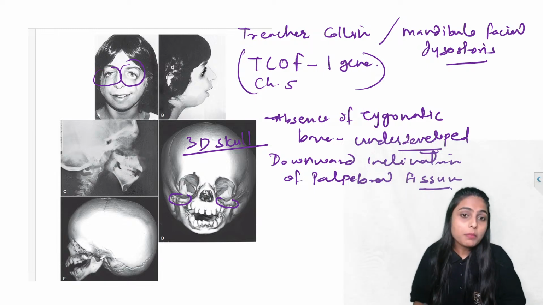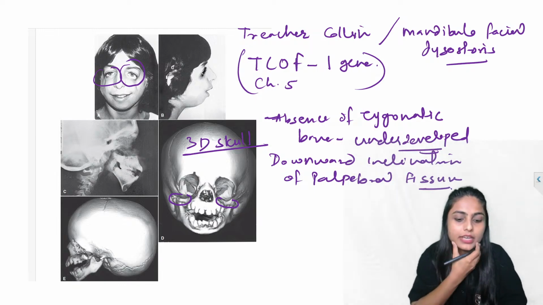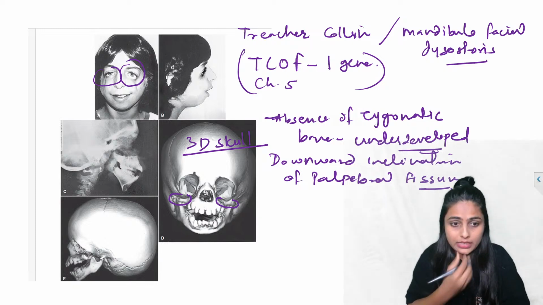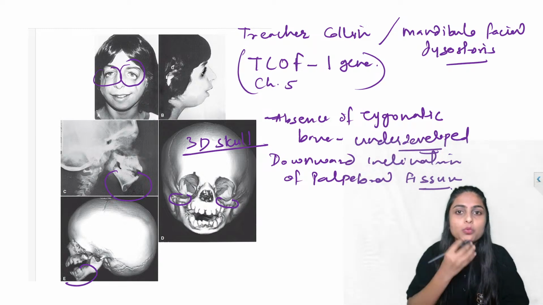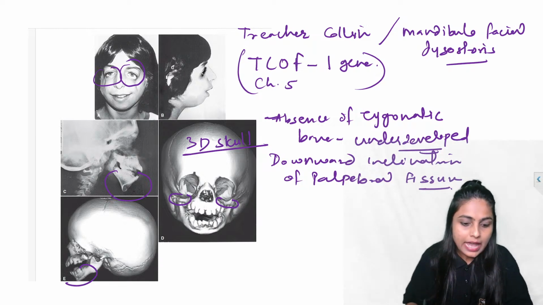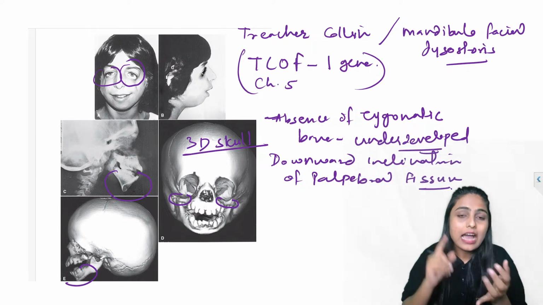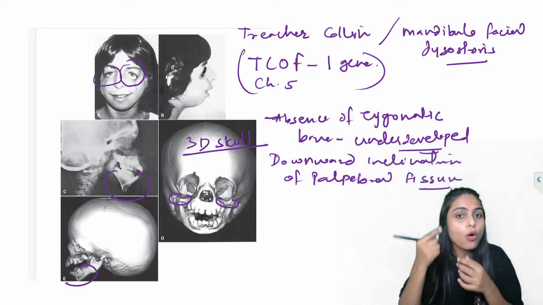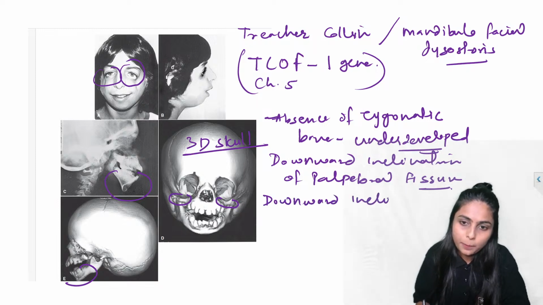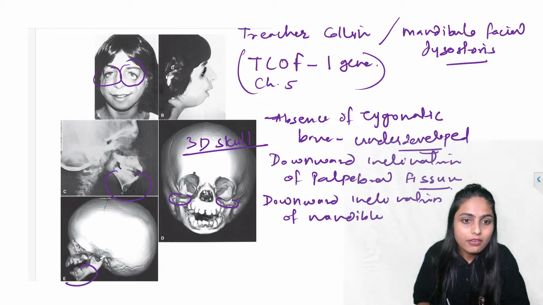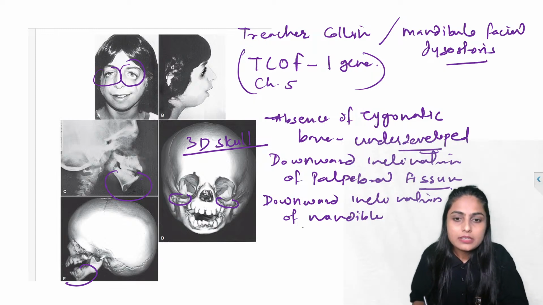Talking about the mandible, the mandible is underdeveloped, and there is a downward inclination of the mandible, as you can see in the radiograph also. And there is again hypoplasia of the external ear, and the auditory canal is affected. So downward inclination of the mandible, as you can see in this radiograph also, right?